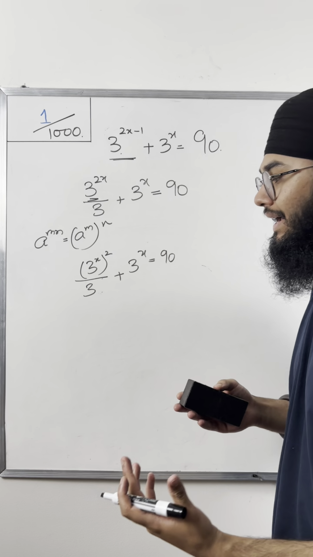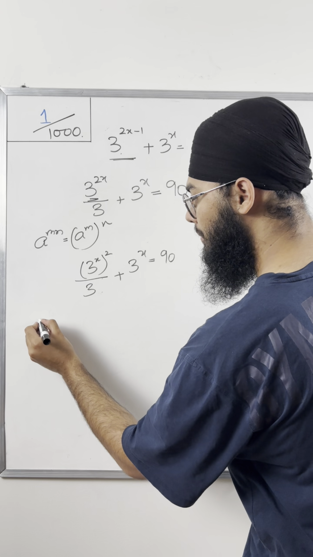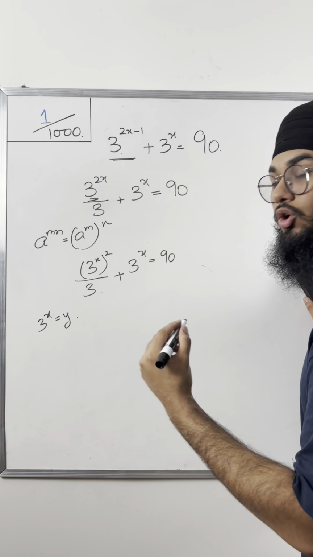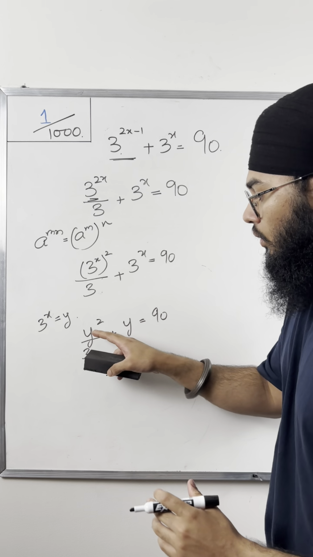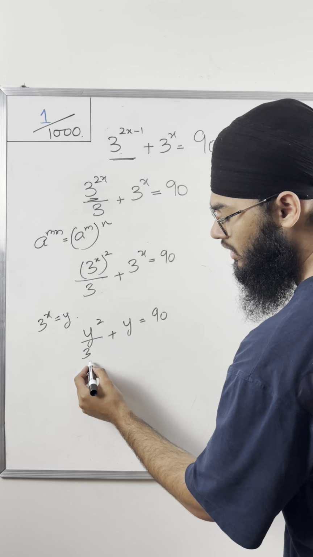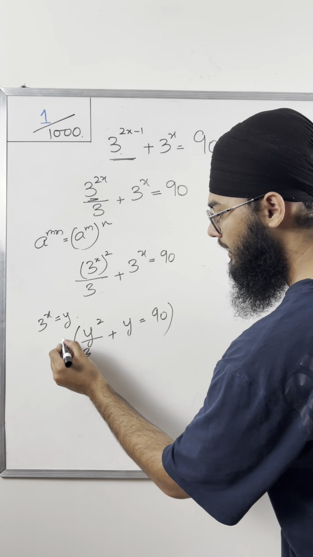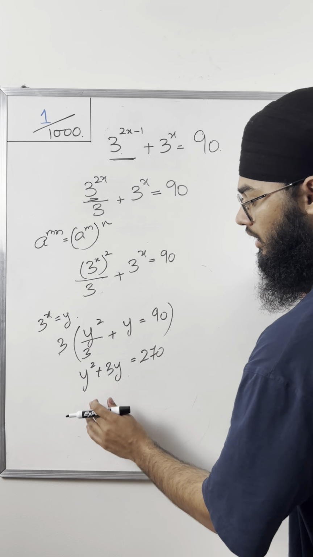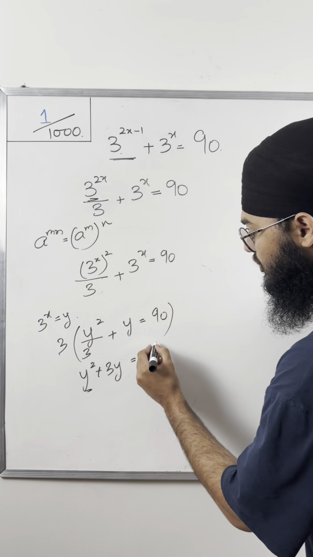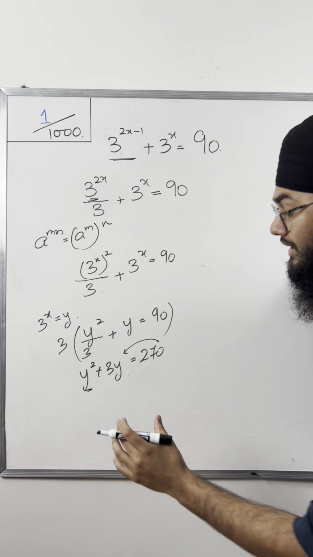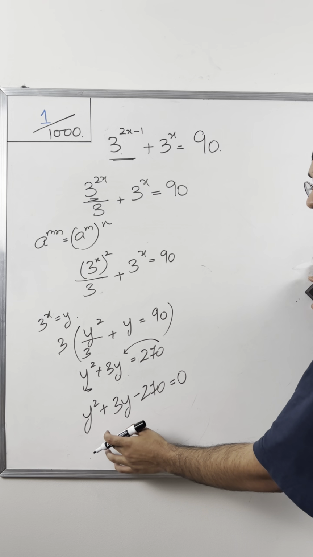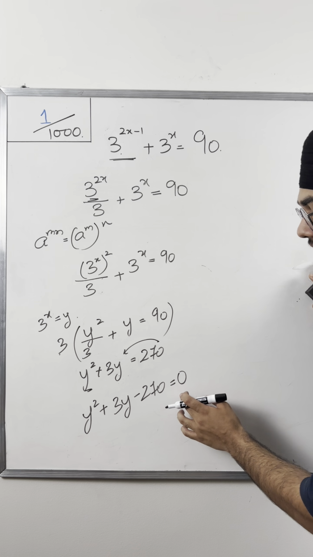Now let's take 3 to the power of x as y and rewrite this equation as a quadratic, which gives us y squared over 3 plus y is equal to 90. Now to get rid of this fraction, we can multiply the entire equation with 3 and we get y squared plus 3y is equal to 270. Now we can move this 270 to the other side and write this quadratic equation equal to 0, which gives us y squared plus 3y minus 270 equal to 0.